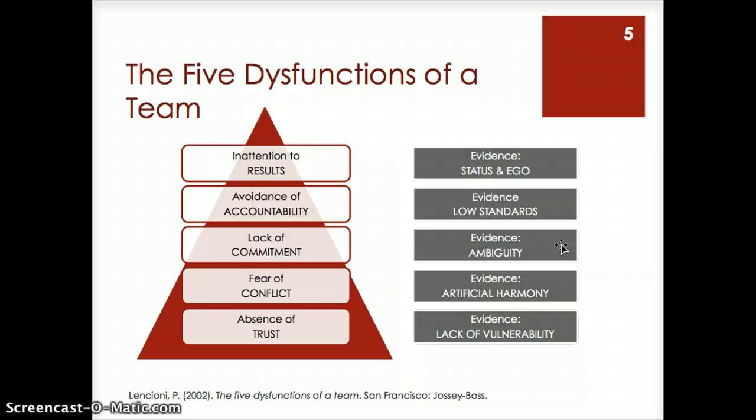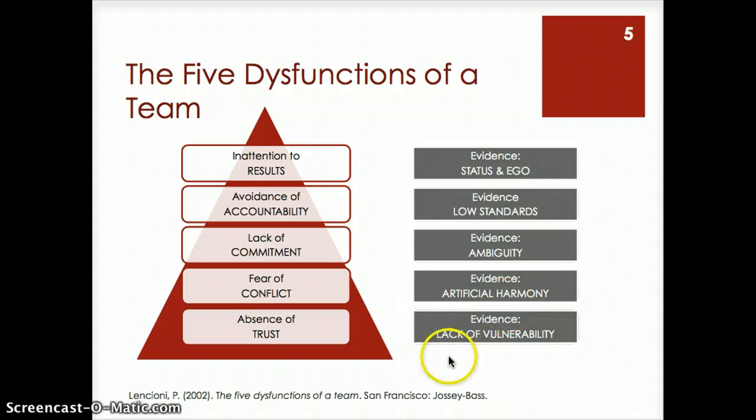Who's responsible for what is not going to be clear, which means that folks are going to be avoiding being accountable for the work. And finally, the individual status and personal ego is going to be more important than the output and the work of the team. These are all really useful things to watch for as you put your team together.